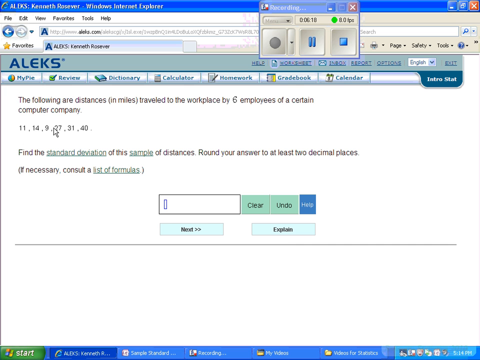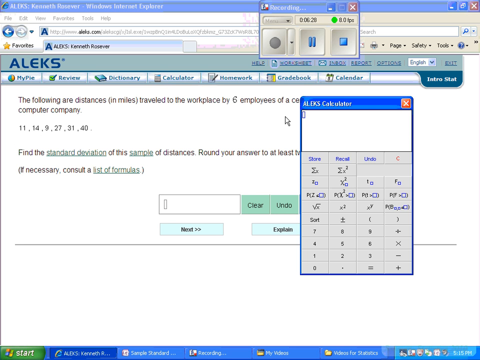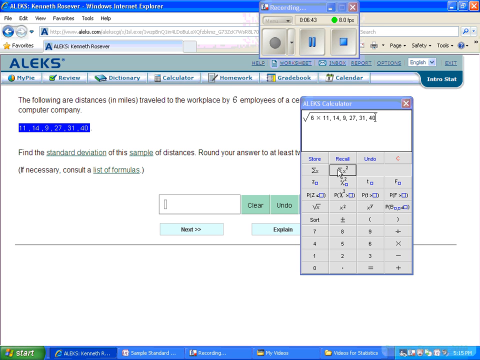So we have this. The following are the distances in miles traveled to the workplace by 6 employees of a certain computer company. So I'm going to hit calculator because I want the standard deviation. And I'm going to see how much I can do all at once. We want, how many values are there? There's 6. So I'm going to go 6 times, then I'm going to hit this right here, all those things. Oh, it won't let me do it like that. So that won't work. I'm going to have to maybe use the store button.